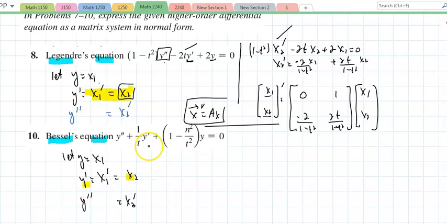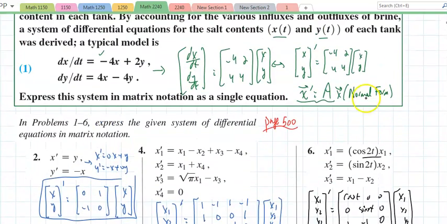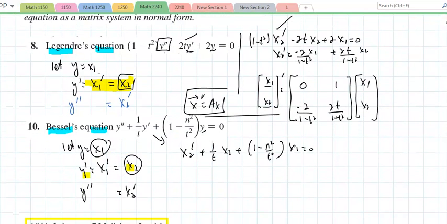So how does that work? I'm going to take this right here, and I'm going to say that is x2 prime plus 1 over t times y prime, which is x2, plus 1 minus n squared over t squared times y, which was really x1, equals 0. And if I write this in my normal form, x prime equal Ax, I'm really looking at x1, x2 prime equaling.